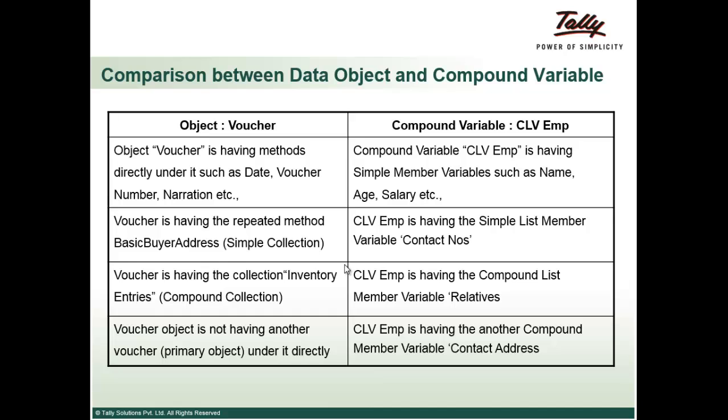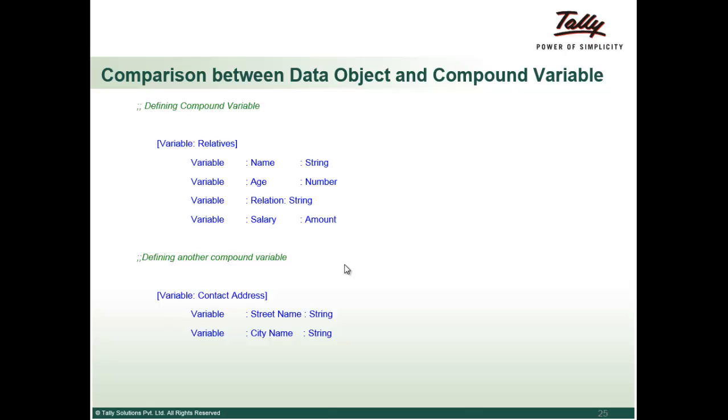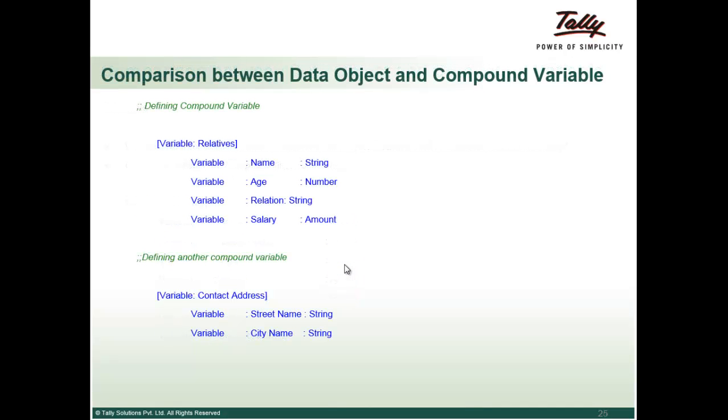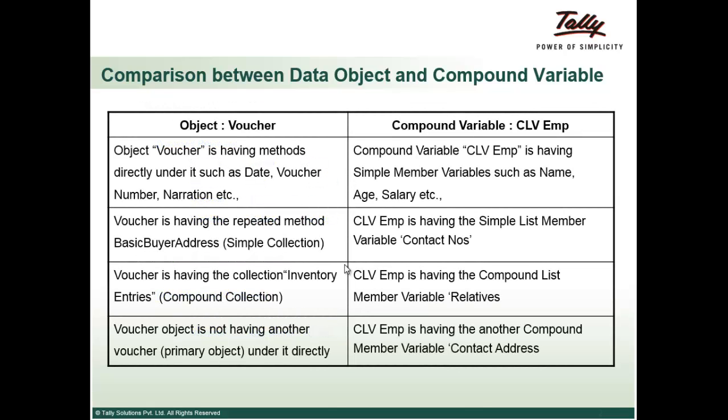So the voucher has direct methods under it, that is, the date, the voucher number, narration, etc. In the same way, CLVM, we saw, has 4 simple variables directly under it. The next comparison is that voucher has a repeated method, basic buyer collection, which is a simple collection. In the same way, CLVM has a simple list variable, contact numbers.